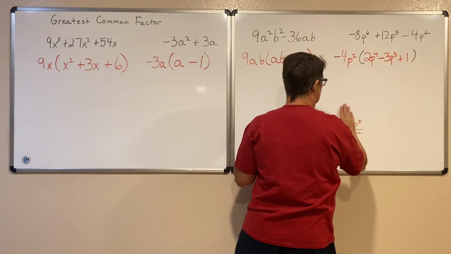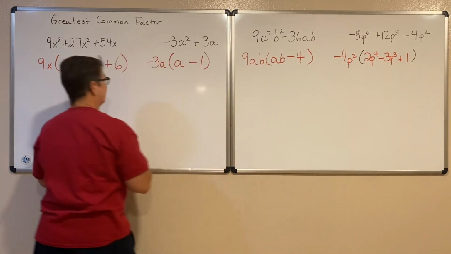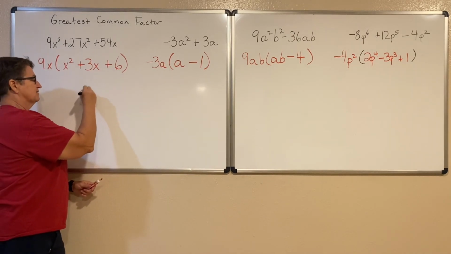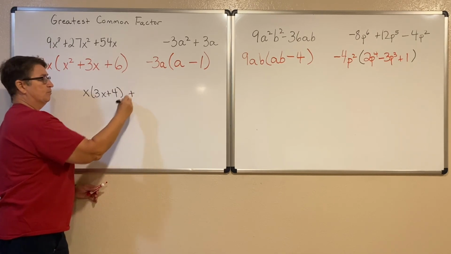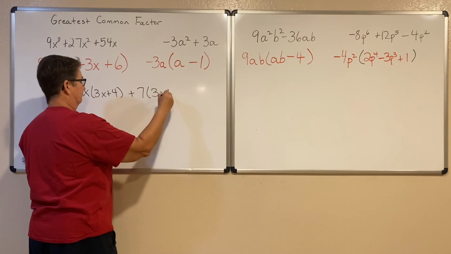So make sure that if you have 3 terms in your product, that you have 3 terms inside your second factor. Let's just do a couple more that are a little bit trickier. Here's one, x times 3x plus 4 plus 7 times 3x plus 4.